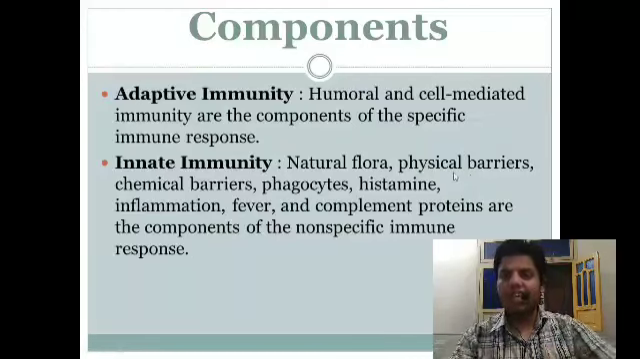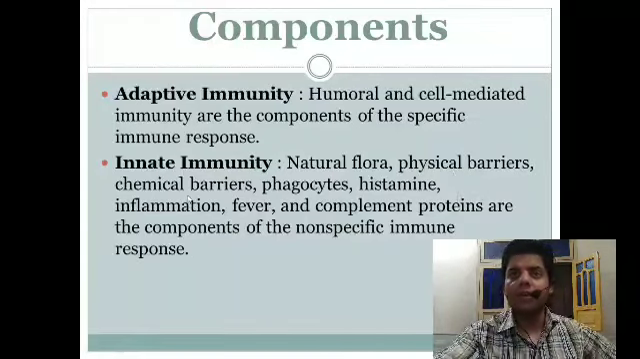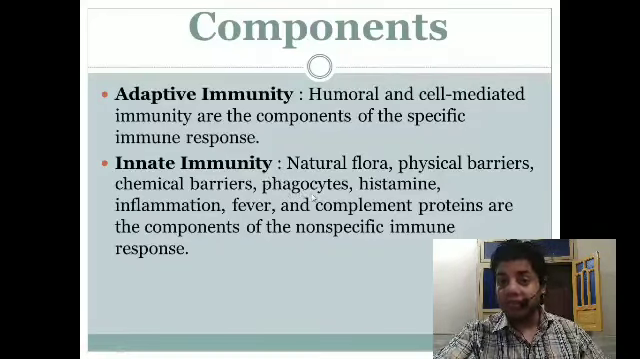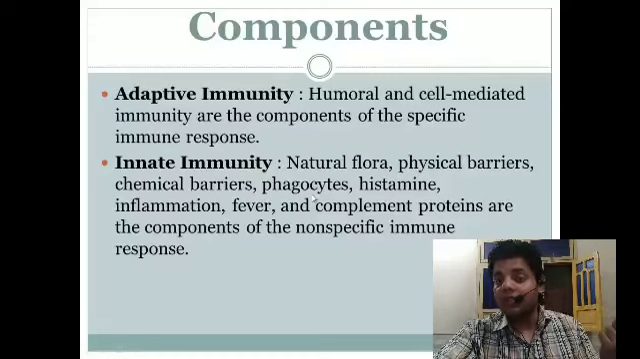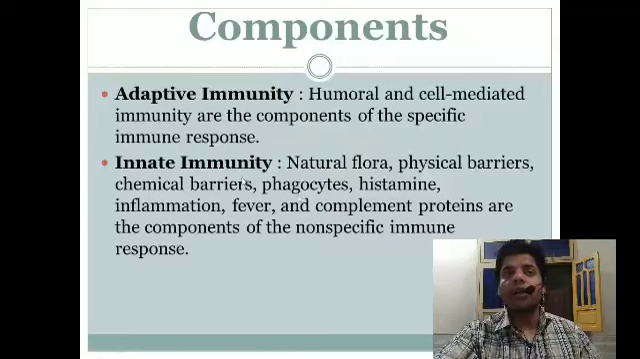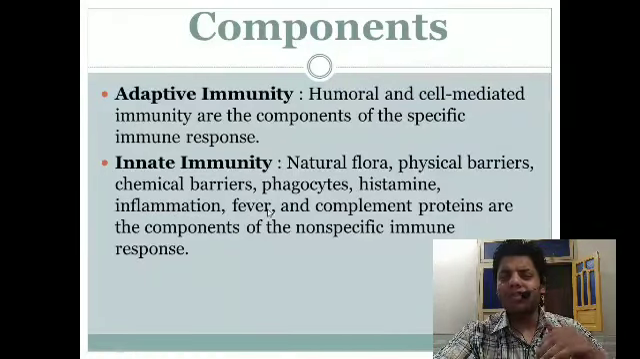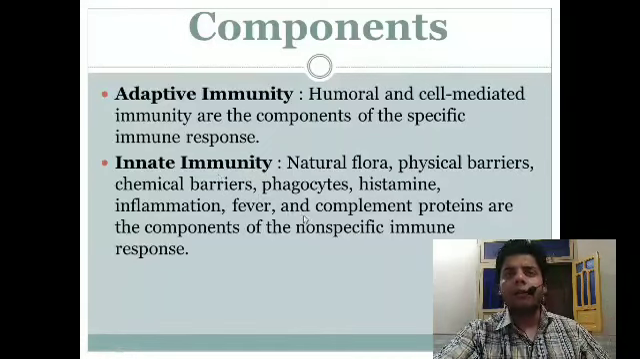Physical barriers means skin and mucus. Chemical barriers means the tears and the lysozyme which comes out from the tears. Phagocytes means WBCs, neutrophils and macrophages; these are the phagocytes and also innate immune components. Then we have histamine, inflammation, and fever, which means a raised temperature that is usually activated. It is also a main component of innate immunity.